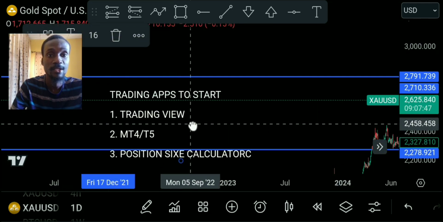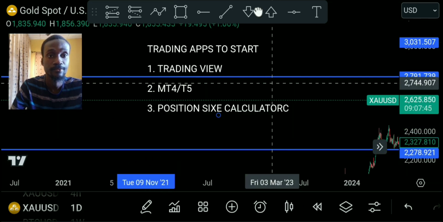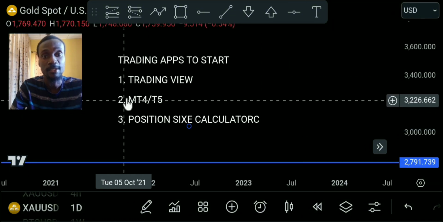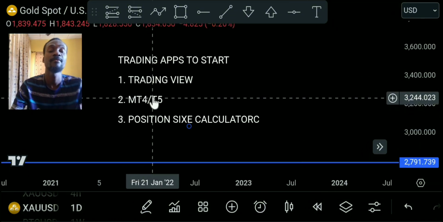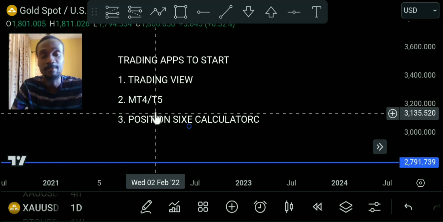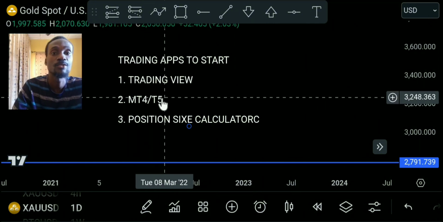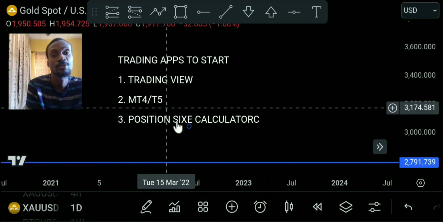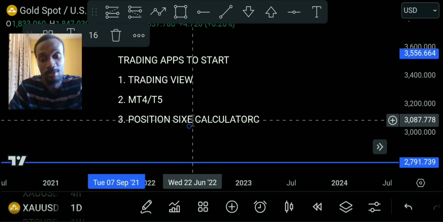And then the second thing is MT4 or MT5. Currently MT5 is the latest version, but you can also use MT4. MT5 is where you'll be executing your trades. It's the one you'll be using to open the positions, to execute your trades and all that.